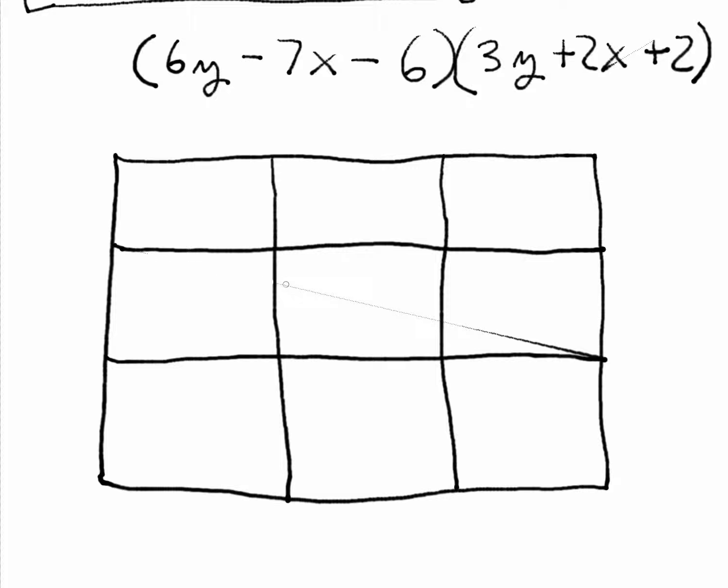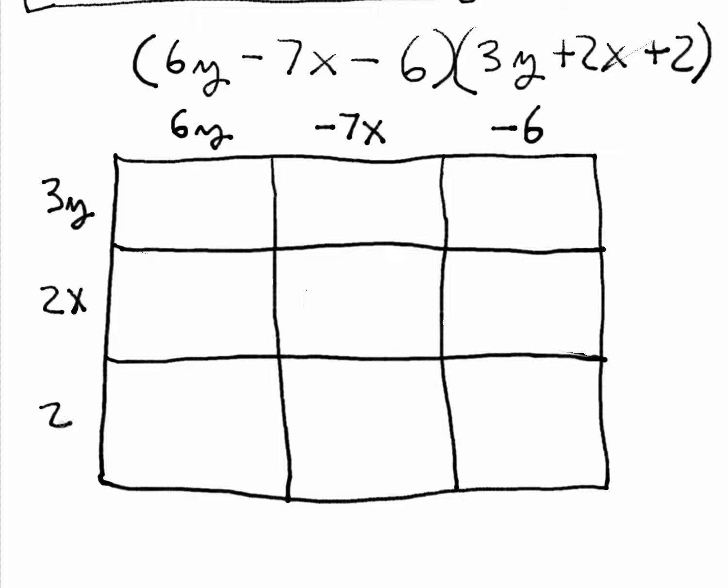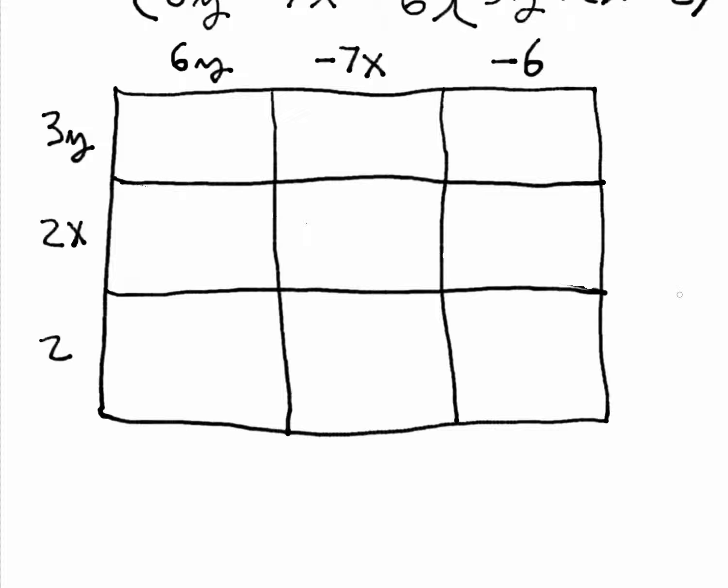So notice there are 9 boxes there, and those 9 boxes represent the areas that we will have to add together when we multiply the polynomials that we're looking at. So I'm going to think of this as having length 6y. This is having, well, I know it's not a length, but I'm going to say length improperly, minus 7x. This line corresponds to minus 6, 3y, 2x, and 2.